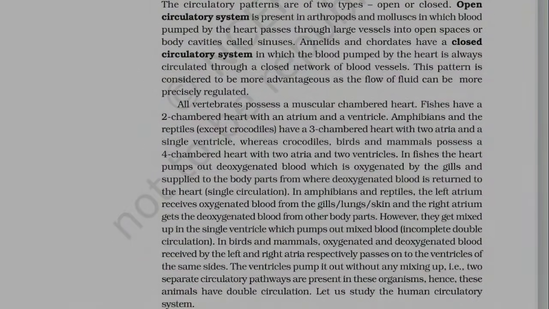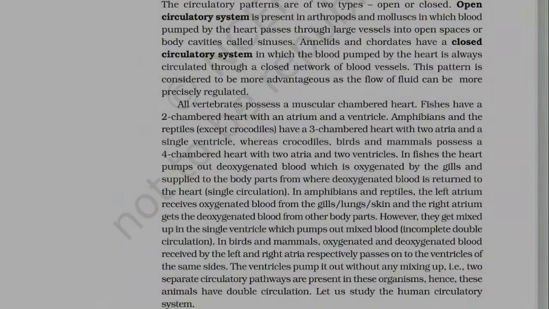Single circulation. In amphibians and reptiles, the left atrium receives oxygenated blood from the gills/lungs/skin, and the right atrium gets the deoxygenated blood from other body parts. However, they get mixed up in the single ventricle, which pumps out mixed blood, incomplete double circulation.